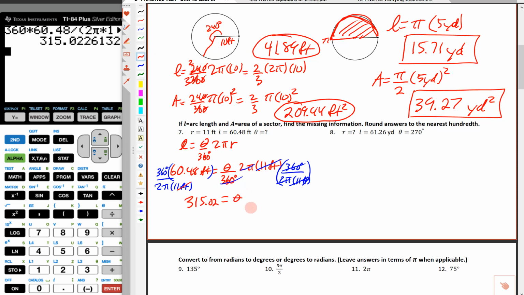All right, so this is going to be 315.02. And remember, this is what theta is. So this has got degrees on it, and the units work out like that. Okay, so I'm going to put a box around that guy right there. And then we'll take a look at this one right here.